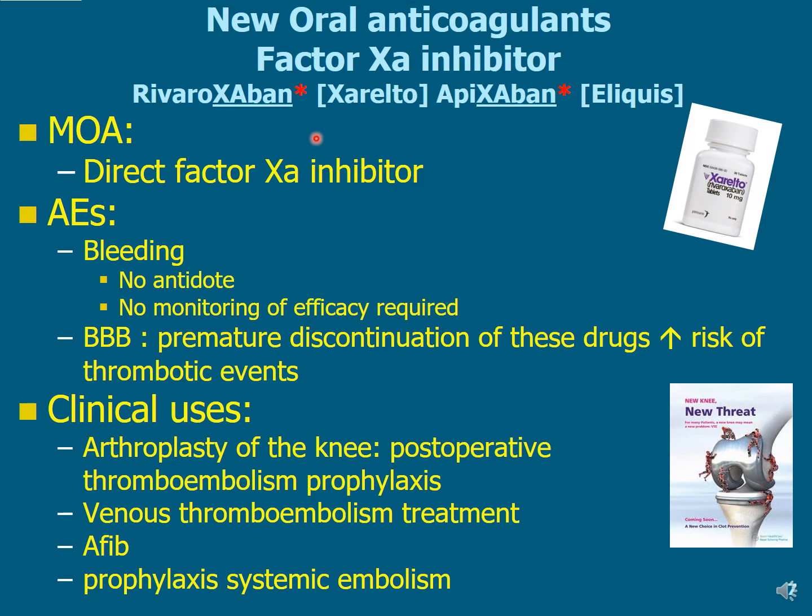Rivaroxaban, apixaban, it has the X because it's for factor 10. So that's how you can distinguish those agents that are factor 10 inhibitors versus the thrombin inhibitors. And so these are the most common factor 10 inhibitors, rivaroxaban and apixaban.